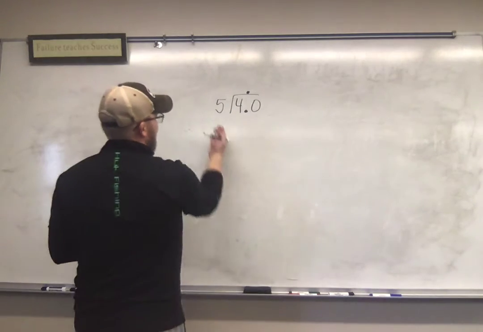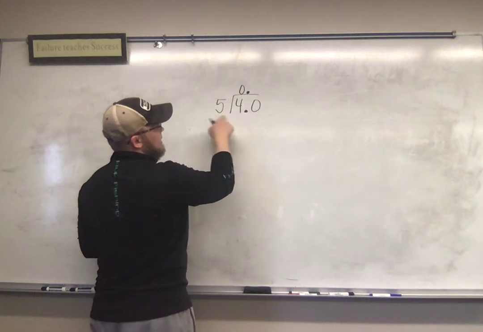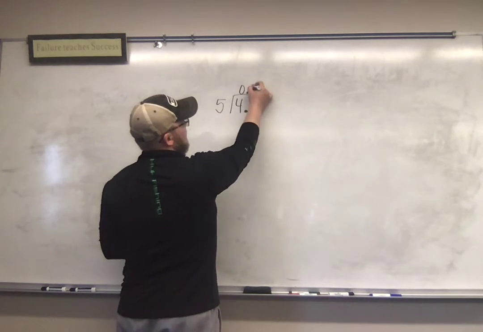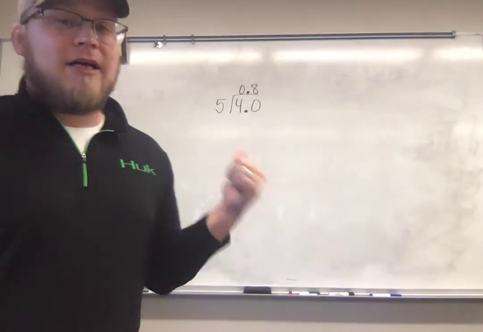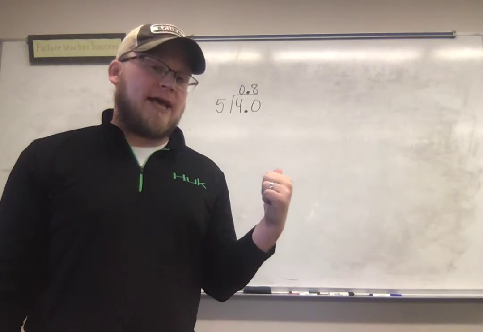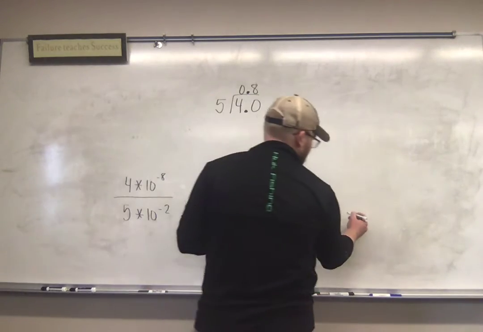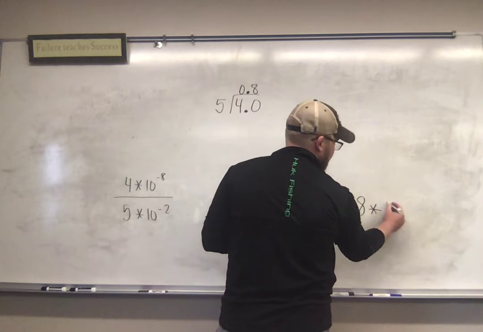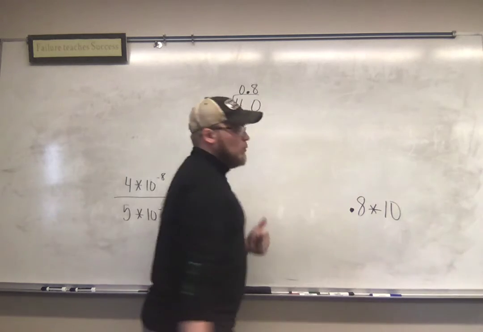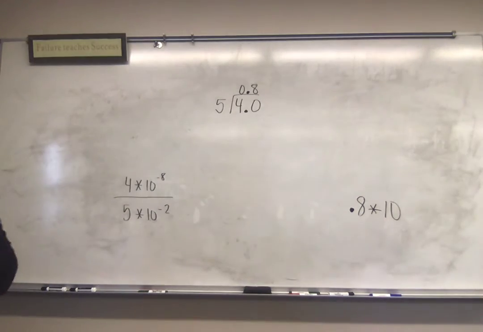And now you're looking at how many 5's going to 4. Well, obviously 0 point something, and 5's going to 40. That's 8. Now, we got 0.8 for our answer. That is not between 1 and 10. But we will fix that in the end, okay? So I'm just going to start our answer over here. I'll just say it's 0.8 times 10, and we don't know what the exponent is yet, okay? So we'll get that in here in a second.